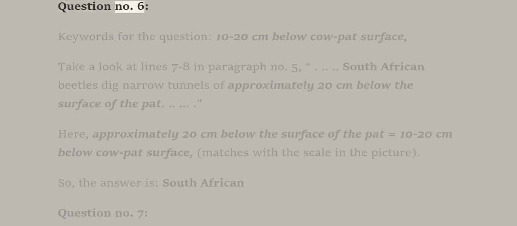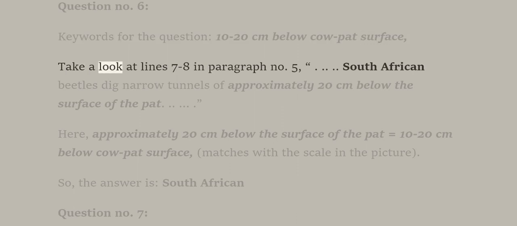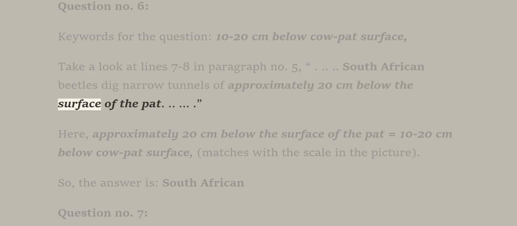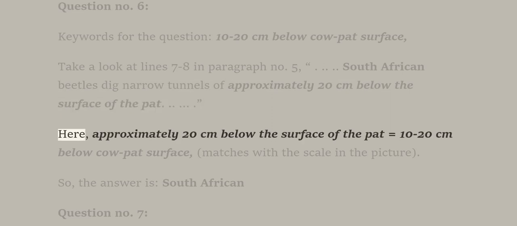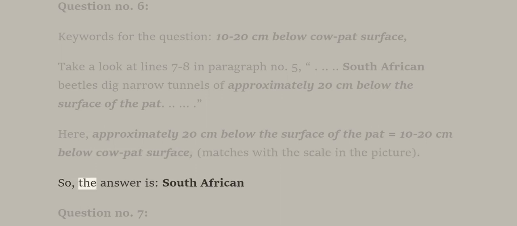Question number 6. Keywords for the question: 10 to 20 cm below cowpatch surface. Take a look at lines 7 to 8 in paragraph number 5. South African beetles dig narrow tunnels of approximately 20 centimeters below the surface of the pat. Here, approximately 20 centimeters below the surface of the pat is equal to 10 to 20 cm below cowpatch surface, matches with the scale in the picture. So, the answer is South African.